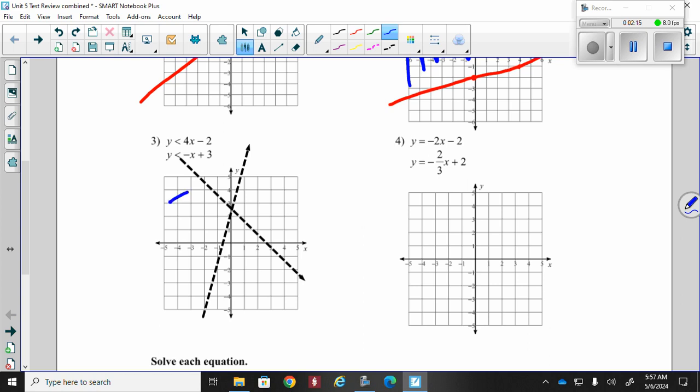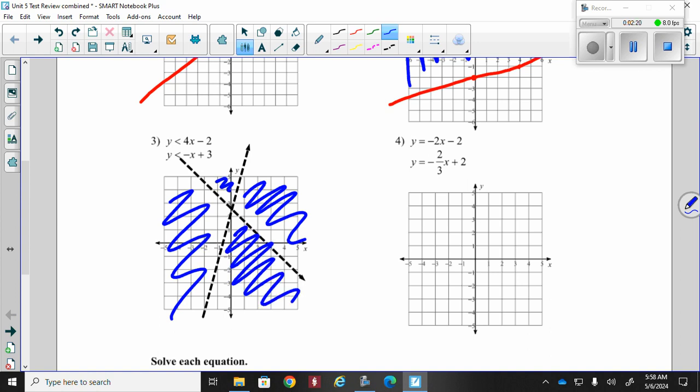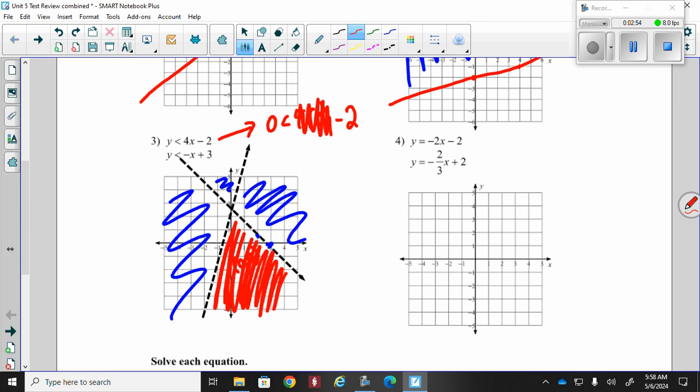Remember, you have 4 sections. You have this section, this section, this section, and this section. You're only going to shade one of the 4 sections. I always like to start with the easiest point that we know, which is 0, 0. I'm going to plug that into my equations. It has to be true on both fronts. So for this equation, it's 0 is less than 4 times 0 minus 2. Well, 0 is not less than negative 2. So I already know everything in this section is a no-no. So I'm just going to make this red.